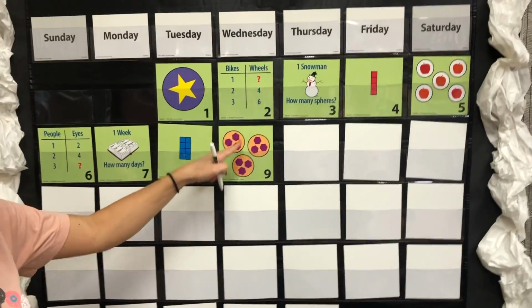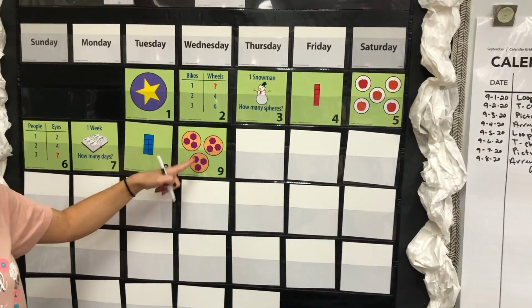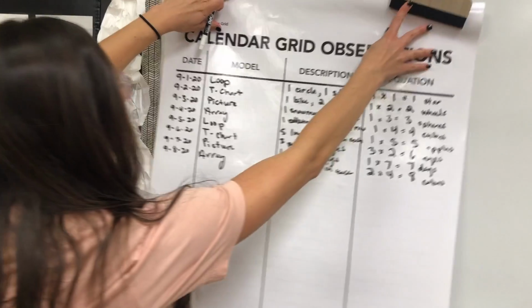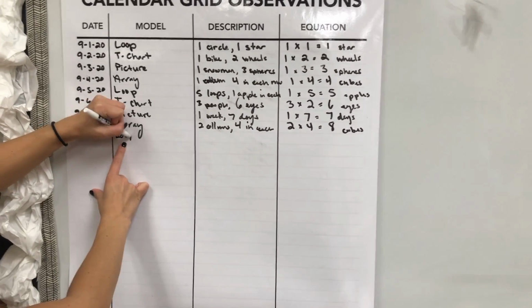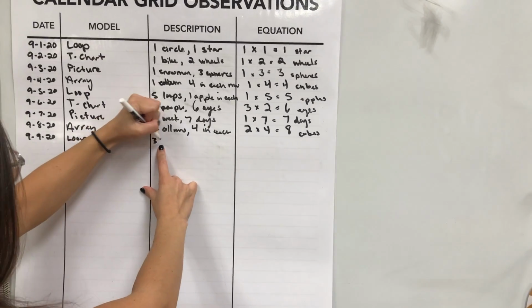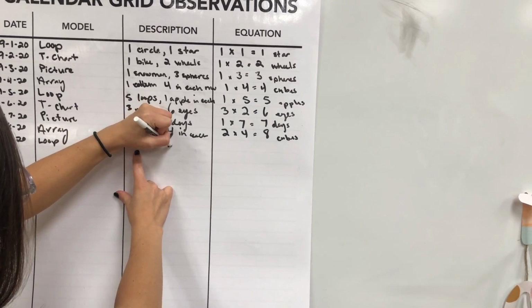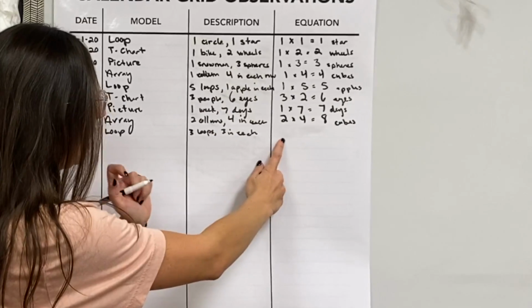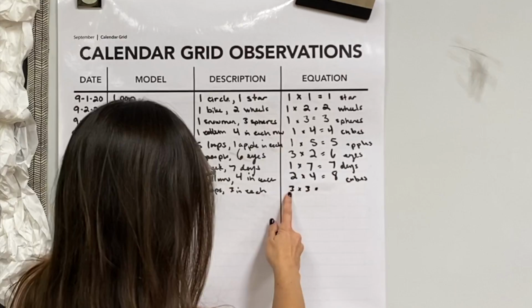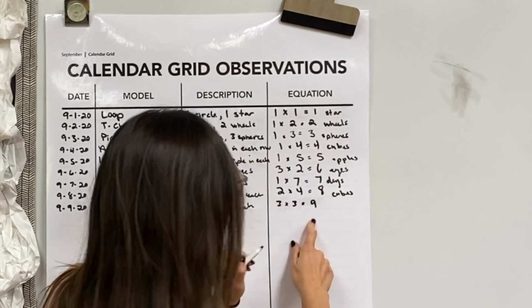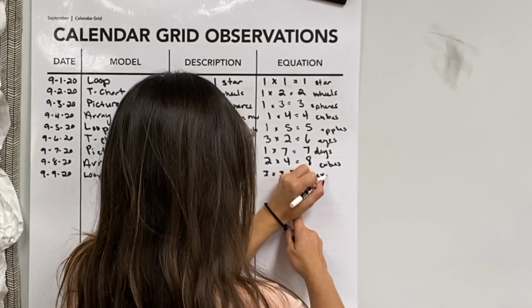And the last one, the 9th of September. Ooh, following our pattern, I see loops again. Okay, I have 3 loops, and in each loop, I have 3. Let's write this. Our date. Remember, this is called a loop. So what did I see? I saw 3 loops and 3 in each. All right, so we're gonna write our equation. So remember, we had those 3 loops. There were 3 in each. So 3 times 3 equals 9. And we had 9 what? 9 hexagons.